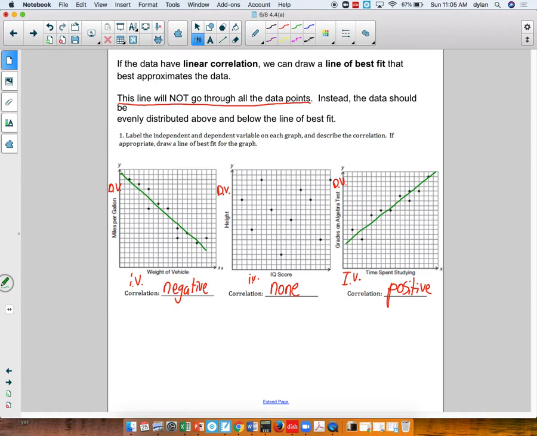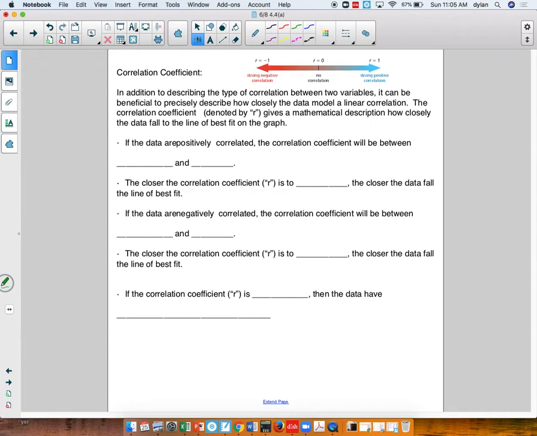One other piece of new vocabulary that we need to talk about as we're trying to fit real-world data to algebraic models is something called a correlation coefficient. Because we can describe the correlation within a data set, but we also want to describe exactly how precisely the data models a linear correlation. So we have this correlation coefficient. It's a statistic that we can calculate. It's denoted by the letter R, and it gives a mathematical description of how closely the data actually fall to the line of best fit.